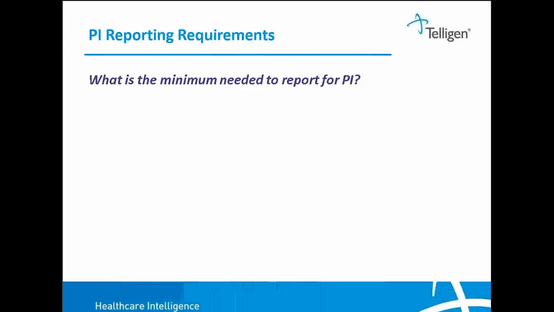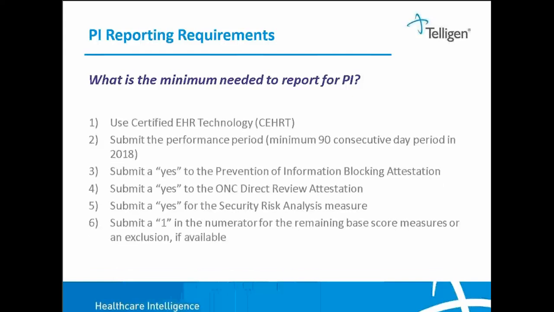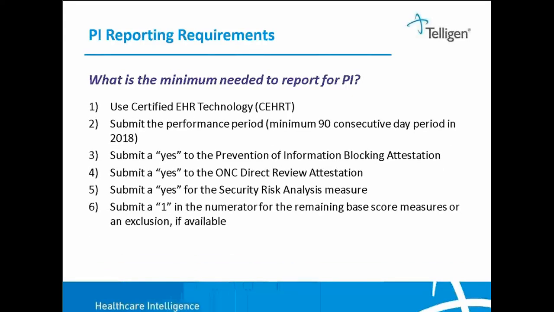I would take just a few minutes to go over a few of the FAQs that we received in 2017 for this category. What is the minimum needed to report for PI? Well, you have to use a certified EHR technology. You have to submit the performance period of a minimum of 90 consecutive days. You have to attest to the good faith statements that CMS will have you submit yes to on the prevention of information blocking attestation, and that you will be willing to work with ONC for a direct review attestation, all in good faith if needed.